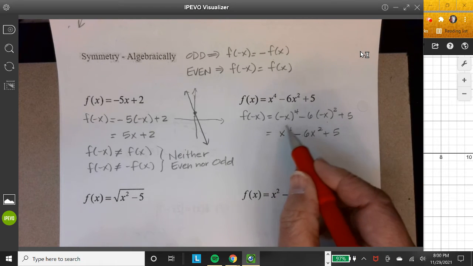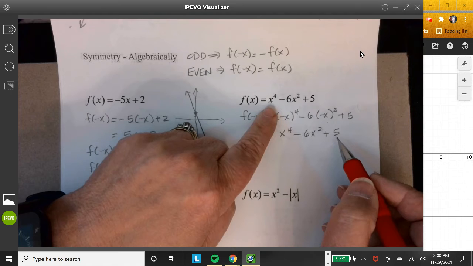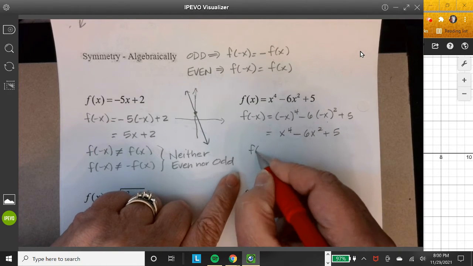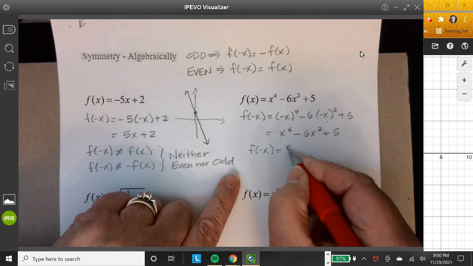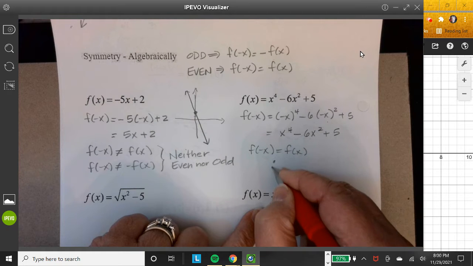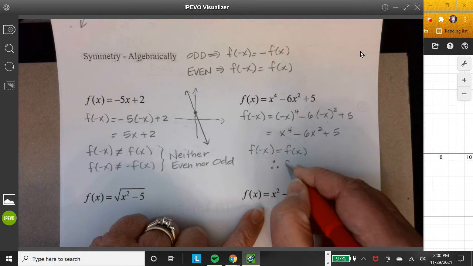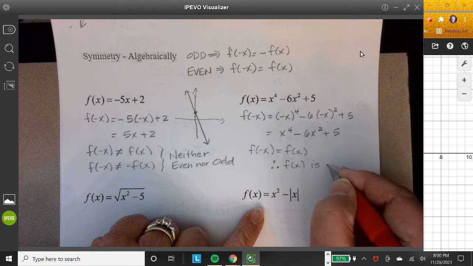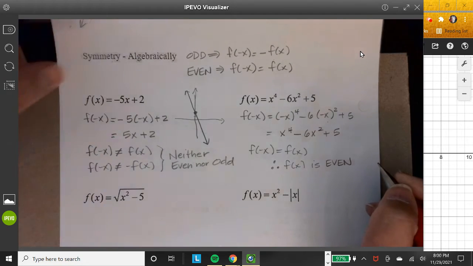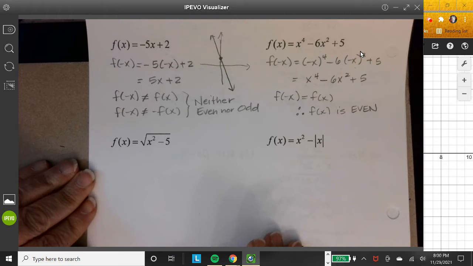Well, look at that. What did we find? We found f of x. That's the same. So f of negative x equals f of x, which means my function is definitely even. So we can say, therefore, f of x is even algebraically. All right, let's try this next one.